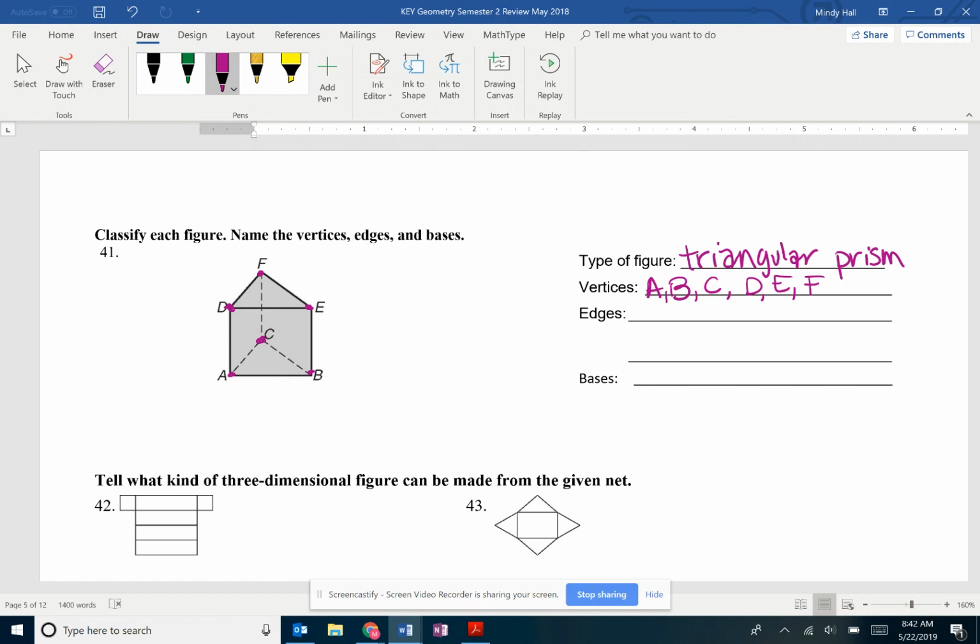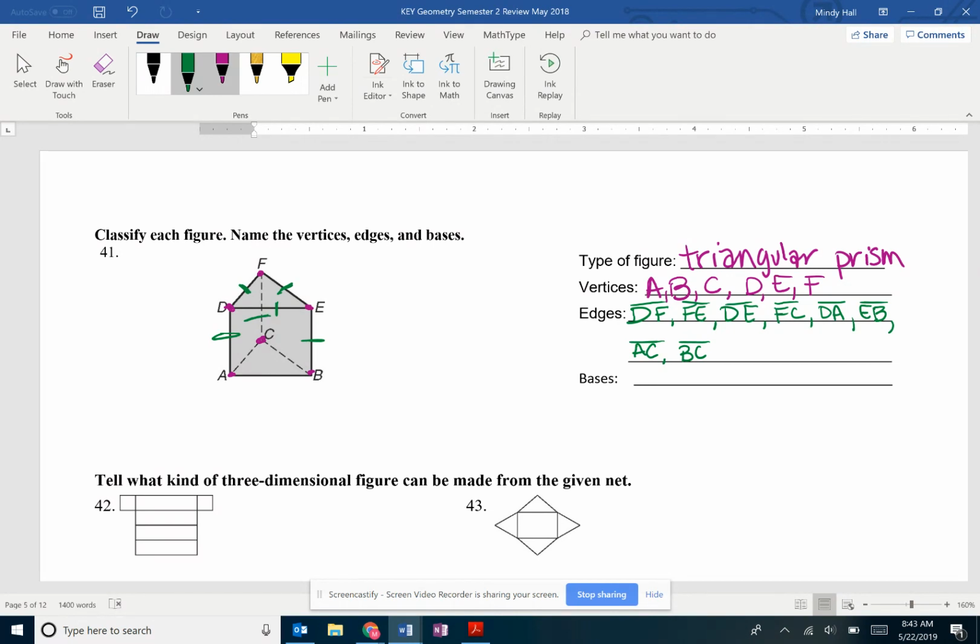So then for edges, you want to be a little bit careful because it is really easy to miss one on accident. So I just put little marks in it. We have DF, FE, DE, and that takes care of our top. Then we also have FC, DA, EB, so DA, EB, and then AC and BC. And technically all of these have little line segment symbols above them.